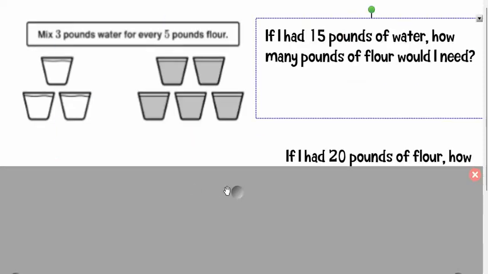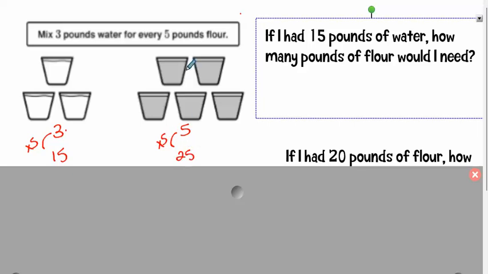Same thing right now, same one. Again, remember the water was 3, the flour is 5. And if I had 15 pounds of water, remember this is my water right here, how did I go from 3 to 15? I multiplied it by 5. So if I multiplied my water by 5, I should multiply my flour by 5. So that would be 25. I would need 25 pounds of flour.